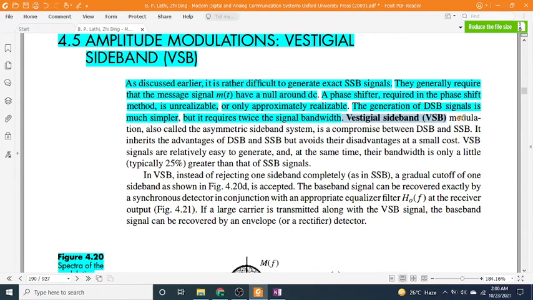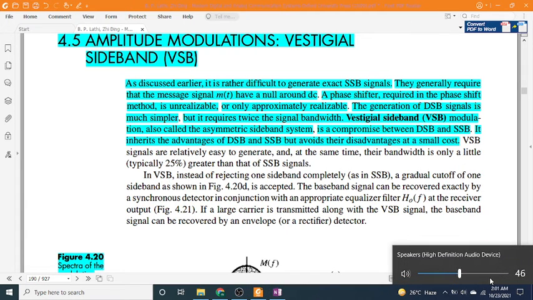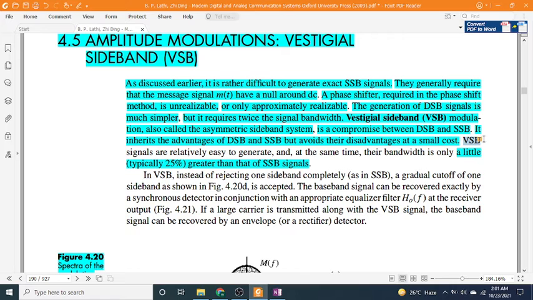Vestigial sideband, VSB, modulation, also called the asymmetric sideband system, is a compromise between DSB and SSB. It inherits the advantages of DSB and SSB but avoids their disadvantages at a small cost. VSB signals are relatively easy to generate, and, at the same time, their bandwidth is only a little, typically 25%, greater than that of SSB signals.